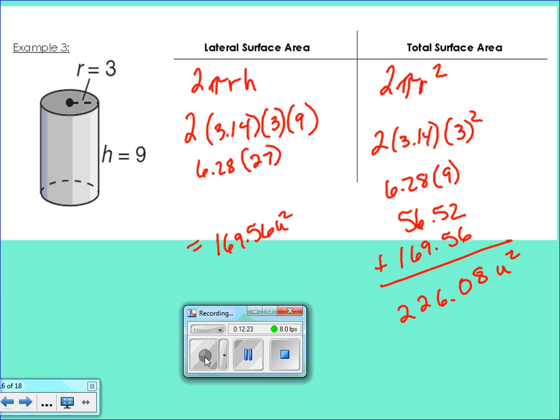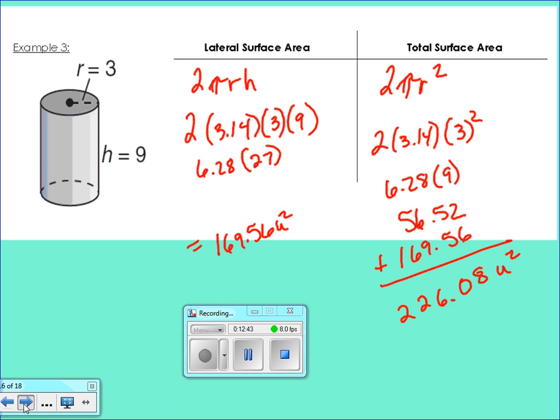Okay, so the lateral ends up being 169.56 units squared. And then the area of the bases ends up being 56.52 units squared. And we add the lateral on to get the total surface area of 226.08 units squared.